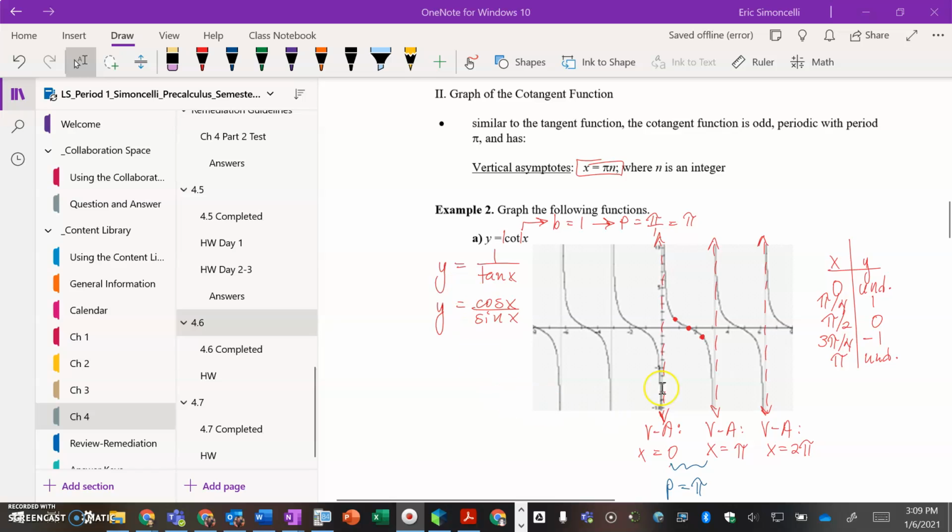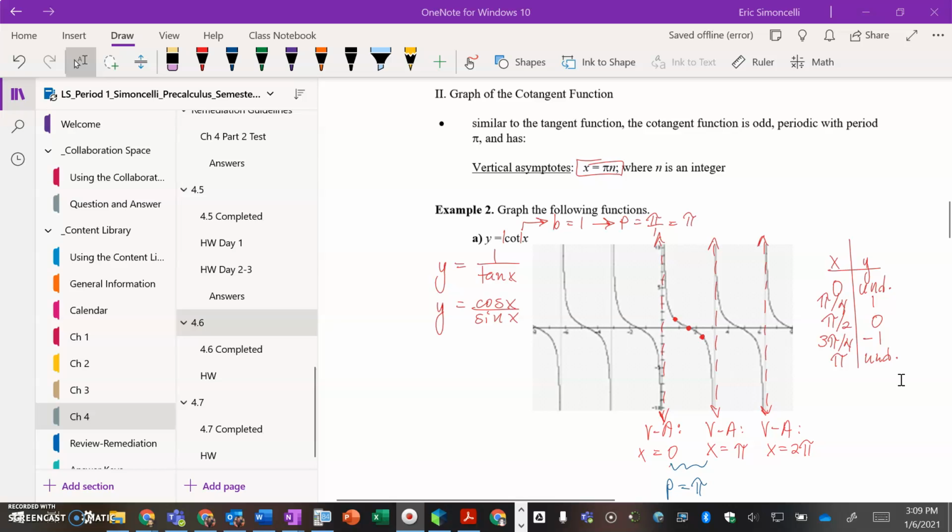The last thing we discussed was the graph of cotangent. The graph of cotangent has a period of pi, just like the graph of tangent. And as it turns out, when it comes to graphing cotangent, 1 over tangent works well, as does cosine of x over sine of x. You'll still need to make an xy table to do your analysis.